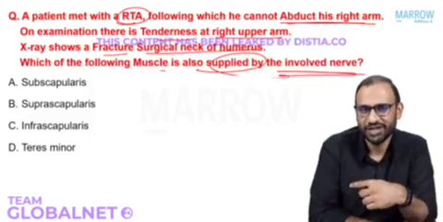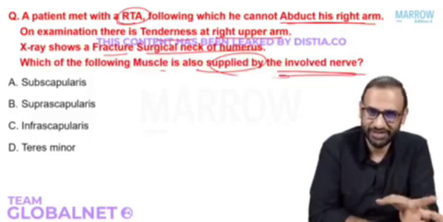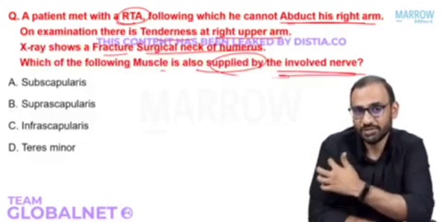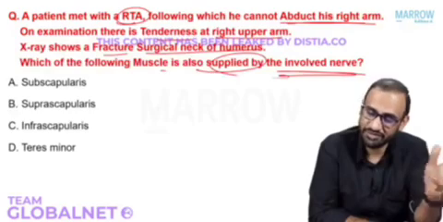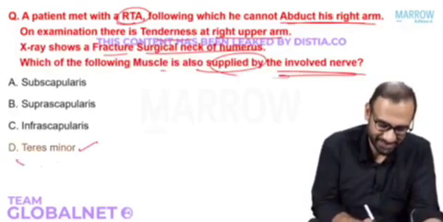Axillary nerve is involved. A patient is unable to abduct, meaning deltoid is affected. And there is pain over the lateral aspect of the arm, meaning regimental badge sign. So which is the other muscle supplied by this nerve? It's teres minor. The answer here is teres minor.